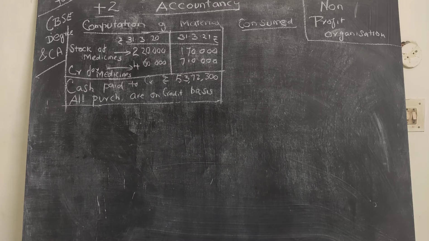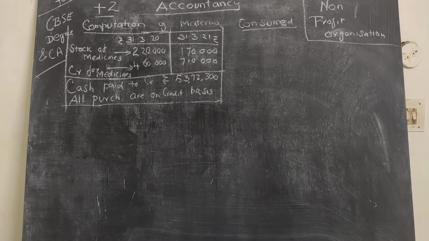How to compute the material consumed? For example, in the case of a charity hospital, they would have purchased medicines and used them. How much amount should be taken in the income and expenditure account? Similarly, sports material, stationery, all those things. So here I am going to do a few problems.